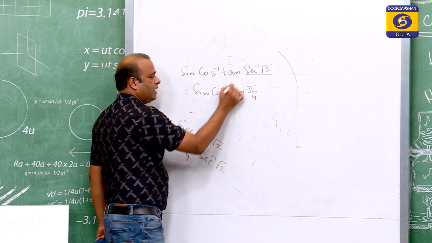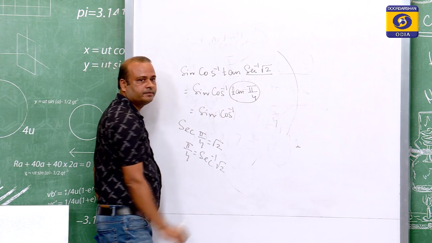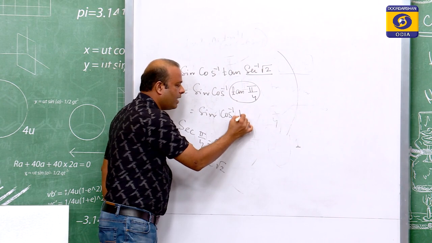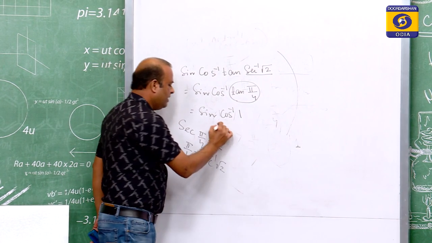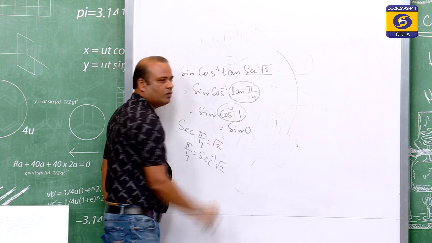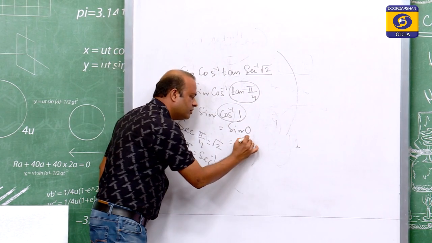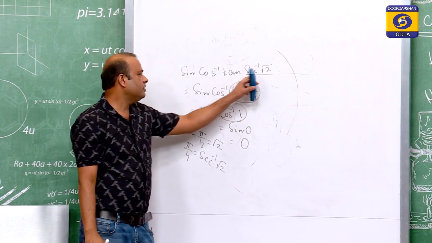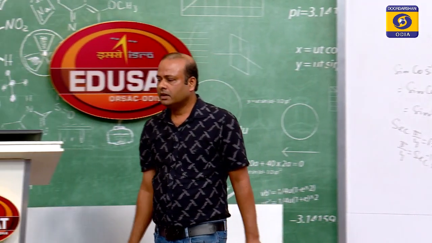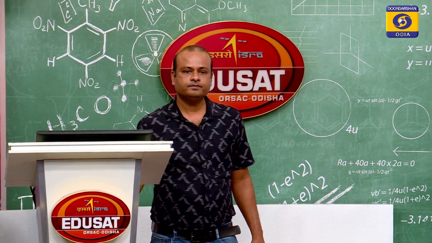Now, evaluate this one: sine cos inverse tan pi by 4, and tan pi by 4 is 1. Then sine cos inverse 1, it is 0. Now, the answer is 0. So, the value of this one is 0. You can see this type of problem in your different books.